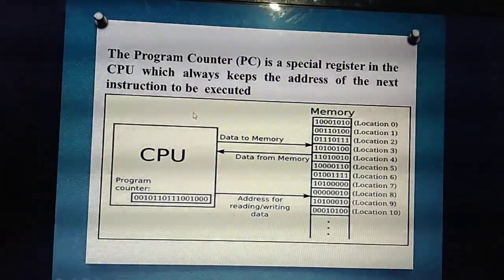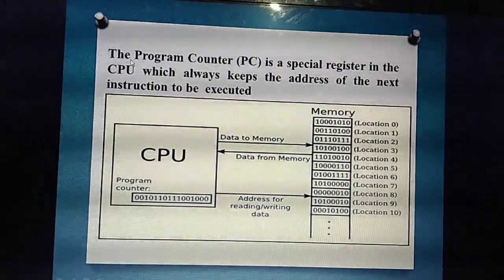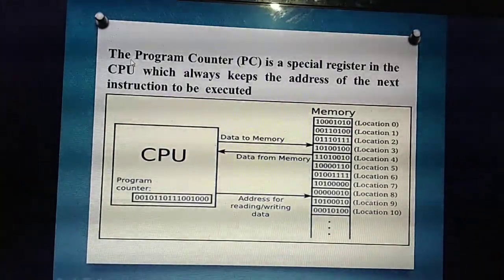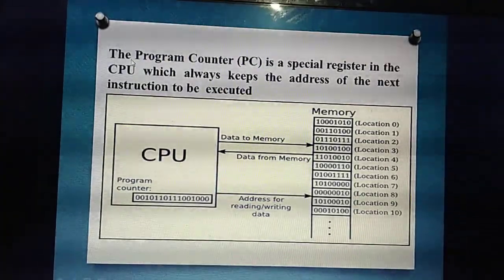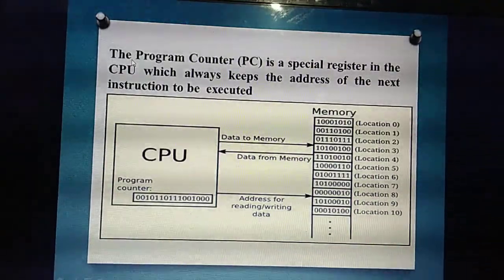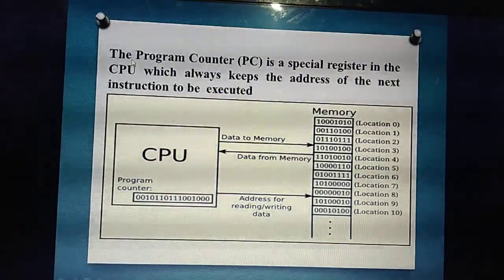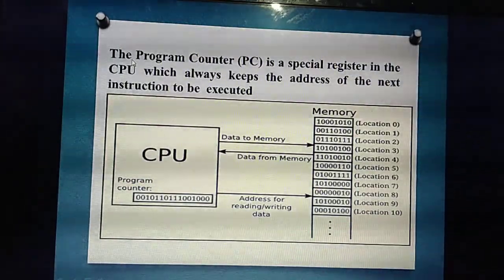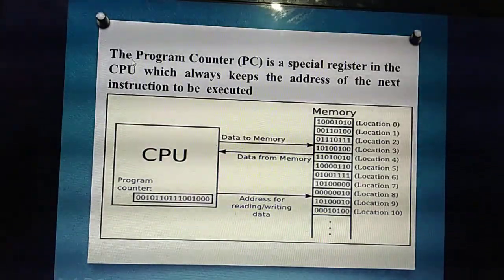Important 2-mark question. What do you mean by PC? What is the definition of PC? Important 2-mark question. Understand? Listen. This is one of the important special registers. Among these registers, the program counter is a special register. What's the use of this register? This is the important line: this register always keeps the address of the next instruction to be executed. I'll explain, but now you study. This line is very, very important. That's the definition of the program counter: it always keeps the address of the next instruction to be executed.